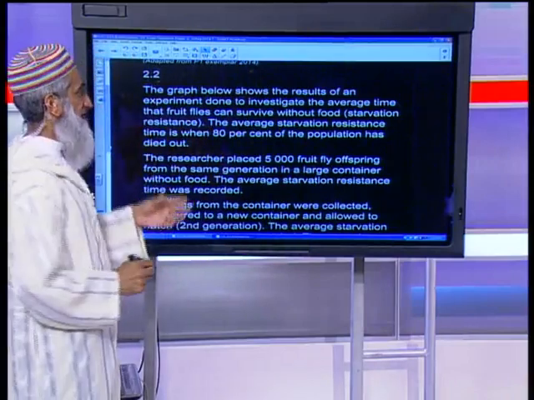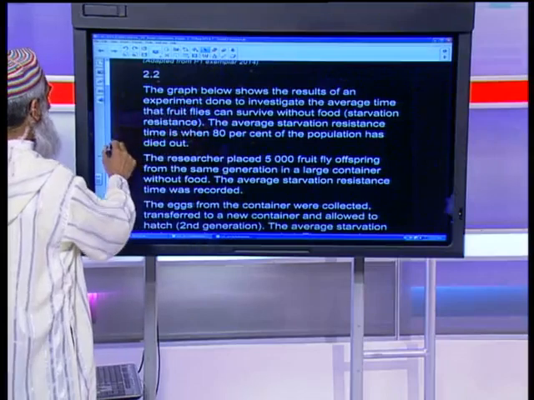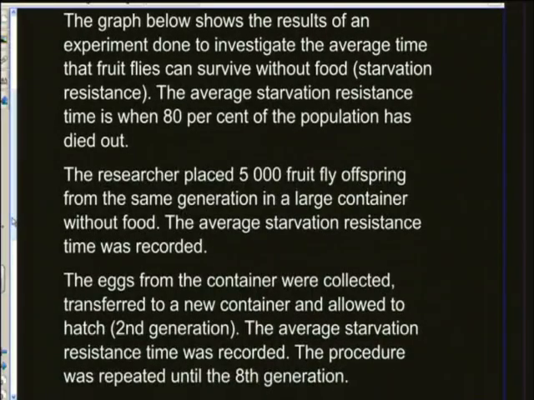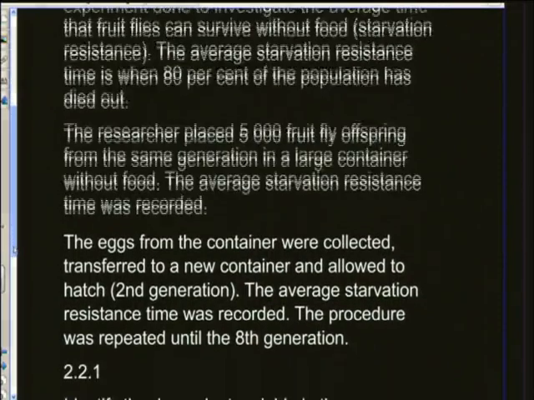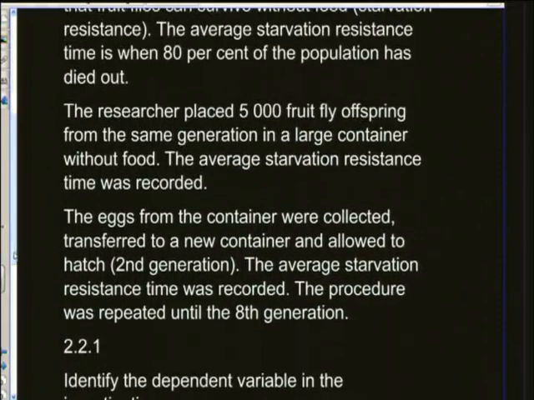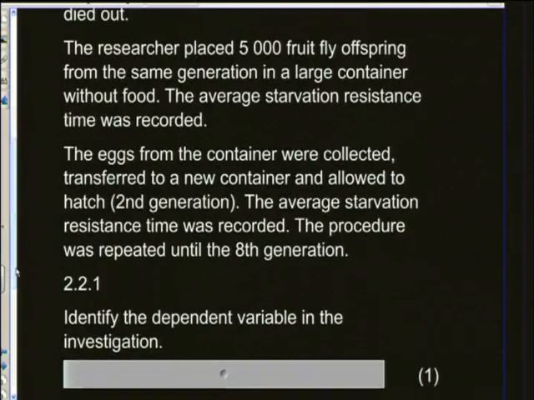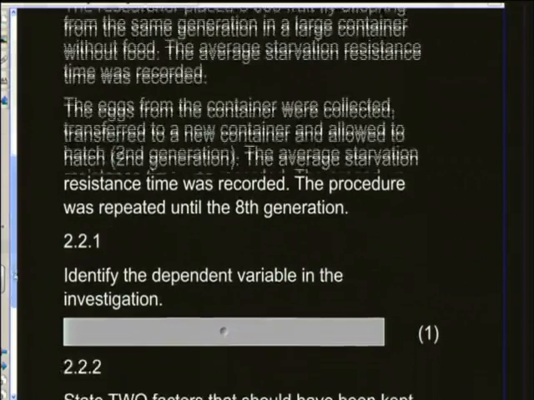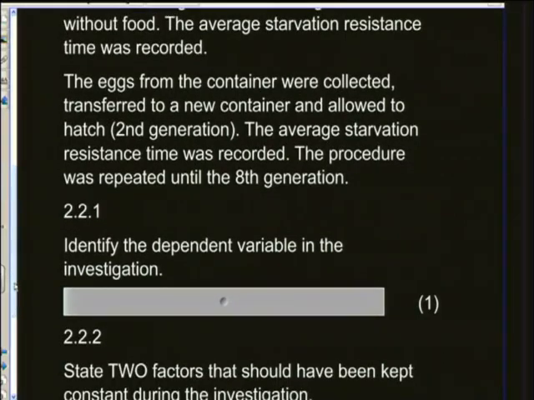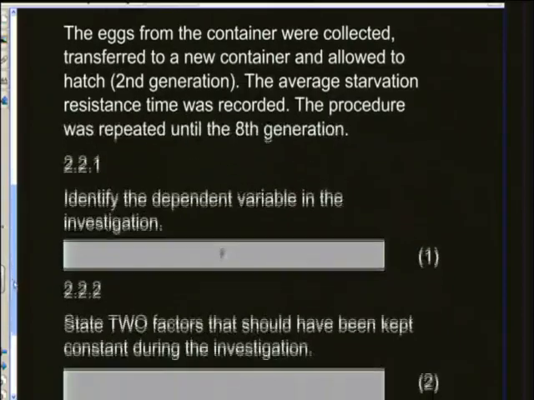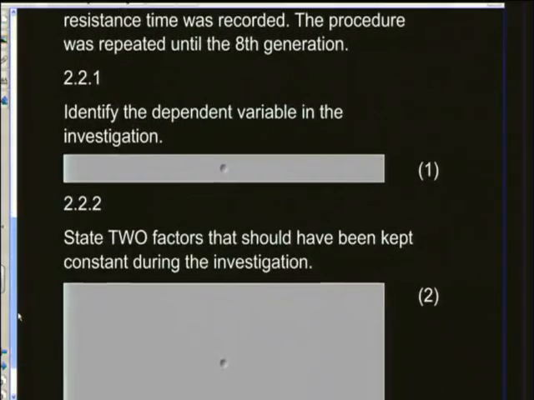We took a sample of a question. The graph below shows the results of an experiment done to investigate the average time that fruit flies can survive without food. It's called starvation resistance. The average starvation resistance time is when 80% of the population has died out. The researcher placed 5,000 fruit fly offspring from the same generation in a large container without food, and they recorded it. The average starvation resistance was recorded and repeated until the 8th generation.